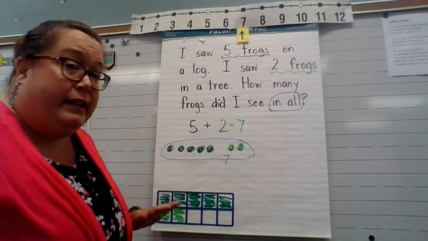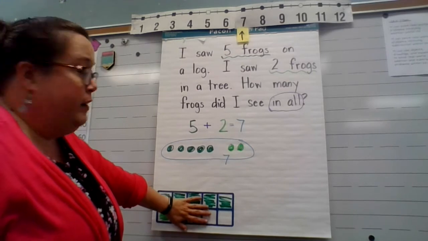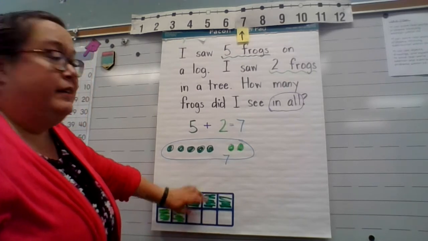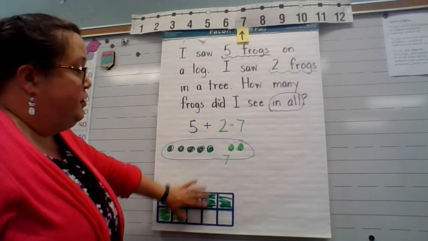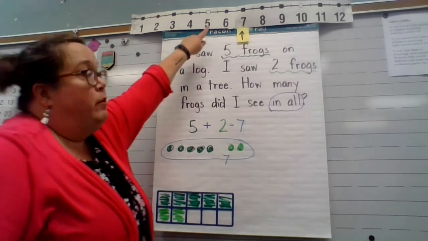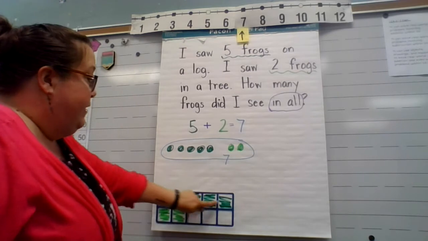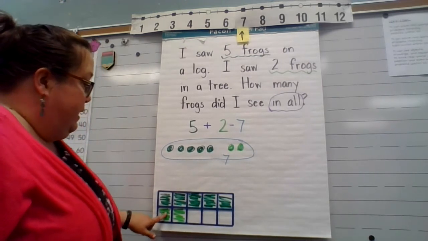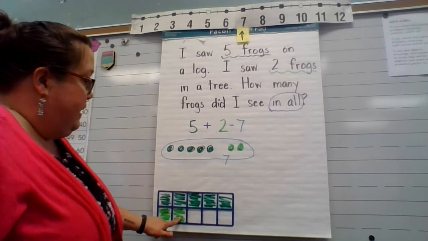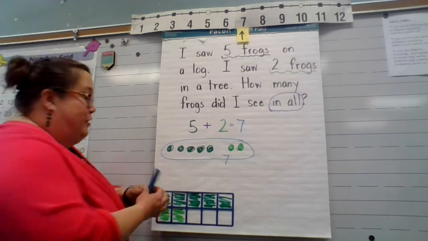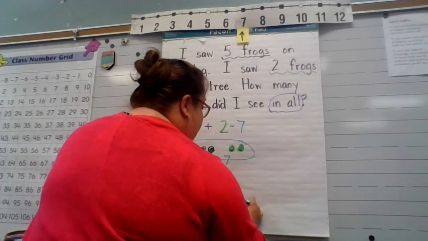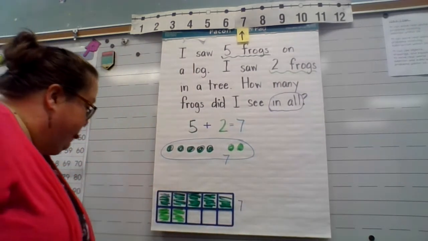All right, now let's check our 10 frame. If we did it correctly, our answer that we got here should be 7, because it should match what we got here and what we got with the number line. If it matches, we're good. There's 5, and then 6, 7. Sure did. It matches. Good job.